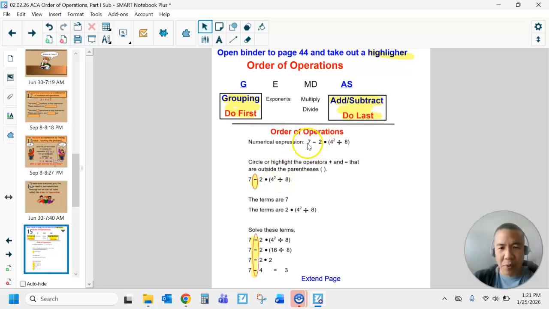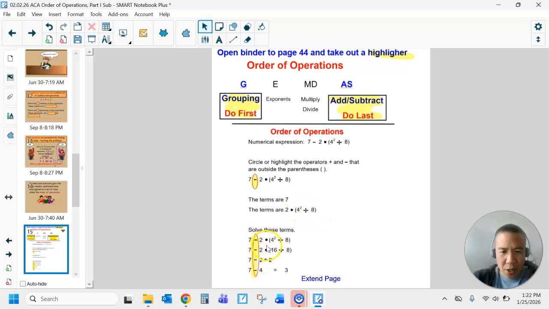So for example, here's the problem. 7 minus 2 multiplication dot parentheses 4 squared, or 4 to the power 2, divided by 8. Notice I color in the adding, subtracting symbol outside of the grouping symbol. It separates the left term from the right term. What do you see on the left side? Just 7. But what do you see on the right side? 2 times parentheses, or grouping symbol, 4 squared divided by 8.